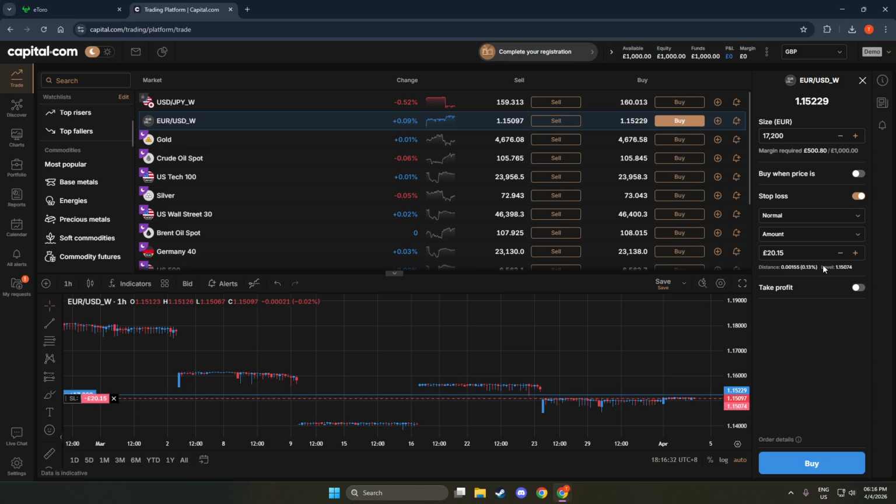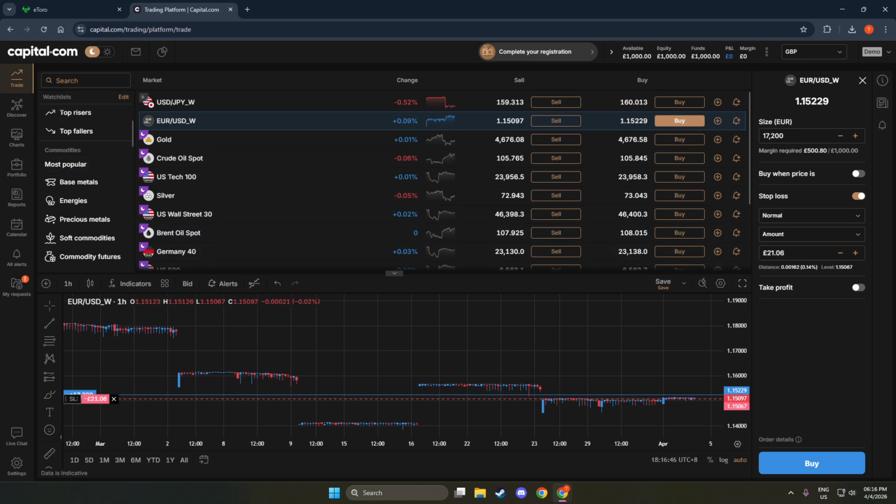Now set the trailing distance. Enter the distance for the trailing stop, either in price terms or in points, depending on what the ticket shows for that instrument. The distance is how far away from the current market price your stop will sit and trail. A smaller distance keeps the stop tighter, which can lock in profits sooner but risks being triggered by normal volatility. A larger distance gives the trade more room to breathe but locks in profits more slowly.